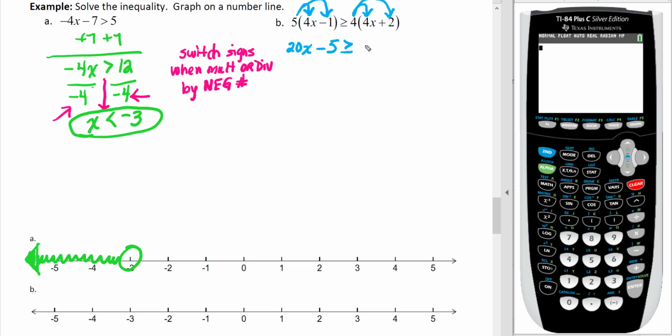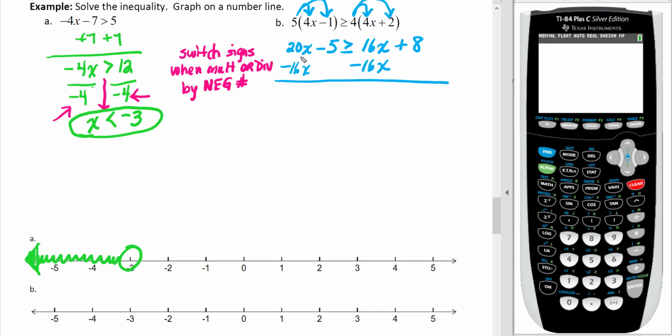So 4 times 4x, in our head, we can multiply. 4 times 4 is 16, attach the x to it. 4 times 2 then is 8, and I'm going to write it as a positive 8 or plus 8. Notice we have variables on both sides of the inequality, so we're going to have to get the x's to the left-hand side, so I'm going to go ahead and subtract 16x from both sides.